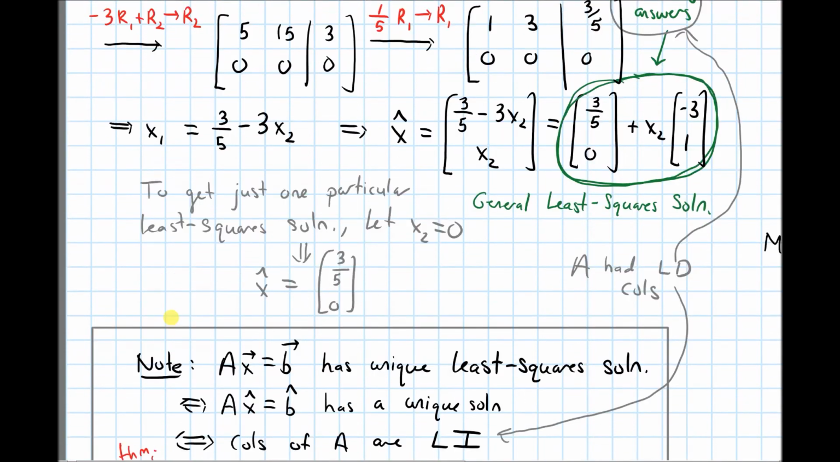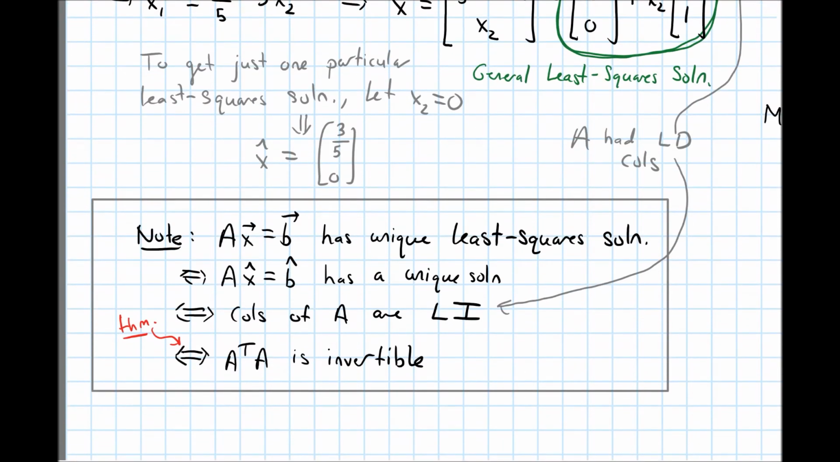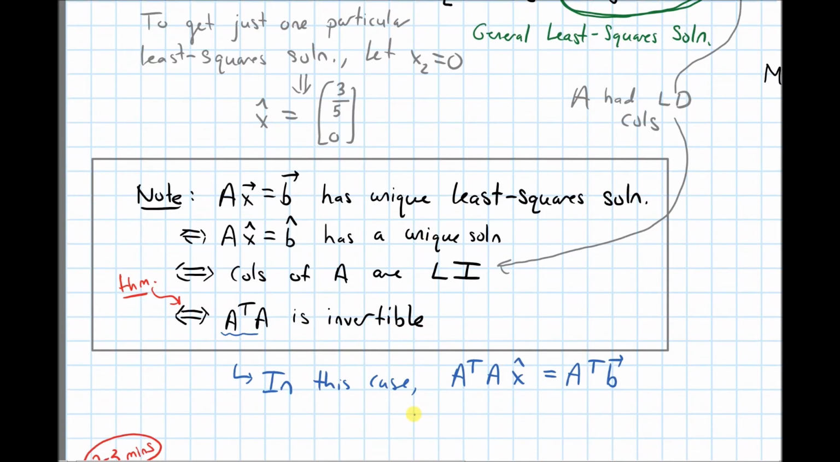All right, so in the situation when there's a unique least squares solution, so in the situation when A transpose A is invertible, if we look at our normal equations, A transpose A times x hat equals A transpose times b, this will be true if and only if I can now multiply both sides by the inverse of this matrix. If we do that, we'll get x hat on the left, and on the right we'll get (A transpose A) inverse, and then times A transpose b.